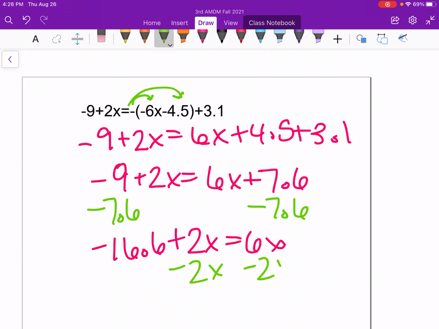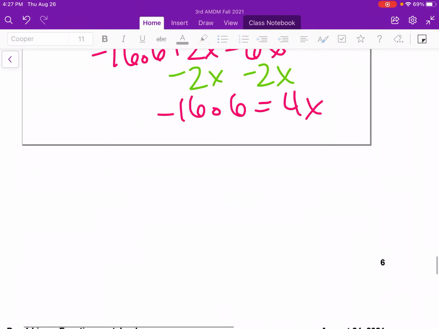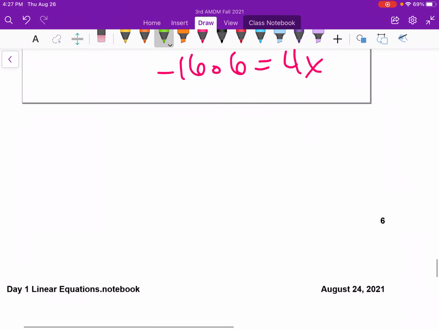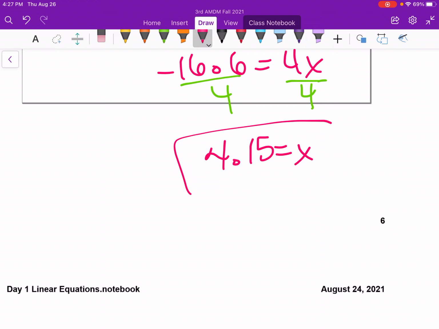Subtract 2x. Negative 16.6 equals 4x. And again, they're going to want it in decimals because they gave you decimals in your question. So when I divide by 4, I get negative 4.15 is x.